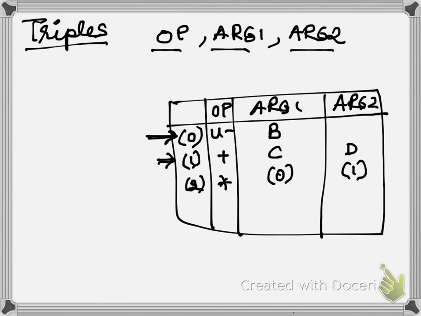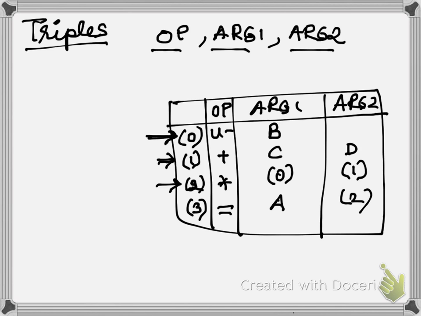Okay. And so statement number 2 now will hold our minus B into C plus D. And the last statement was assignment of A. So assignment operator A, and what was assigned? The result of this computation. So we will put 2 out here. So this is your triple. This is how we use this triple.